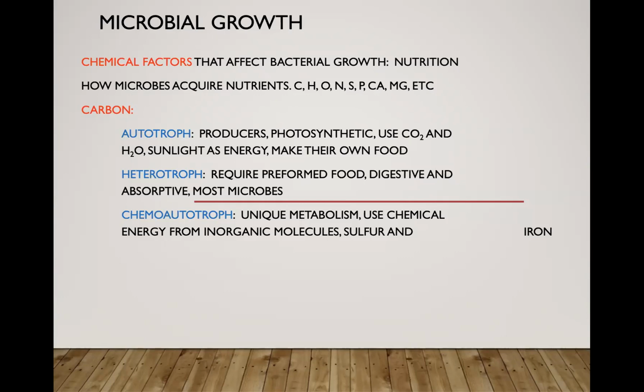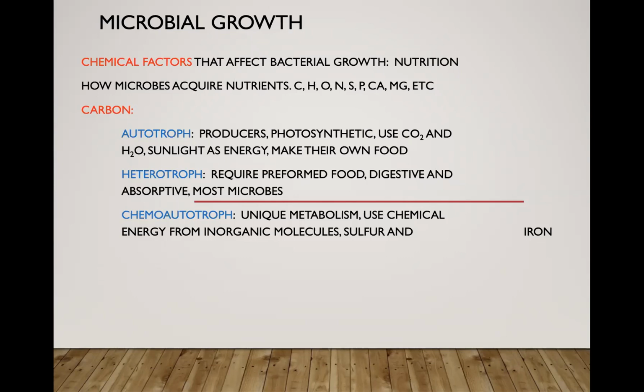In contrast, heterotrophs require food from an external source. We have to consume our food, and so bacteria also must do this. Most microorganisms are going to have this heterotrophic nature. They're going to require external consumption of food, or absorptive nutrition, for obtaining the nutrients that they need. We have our chemoautotrophs, which have a more unique metabolism. They use chemical energy from inorganic molecules for the production of carbon.